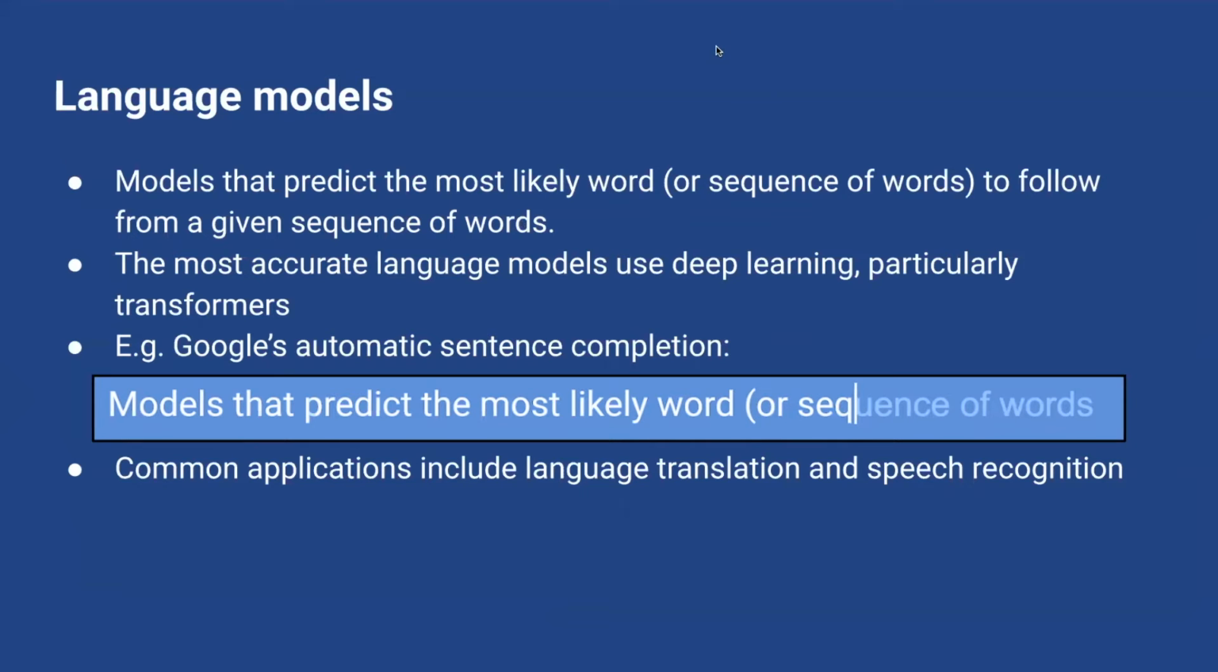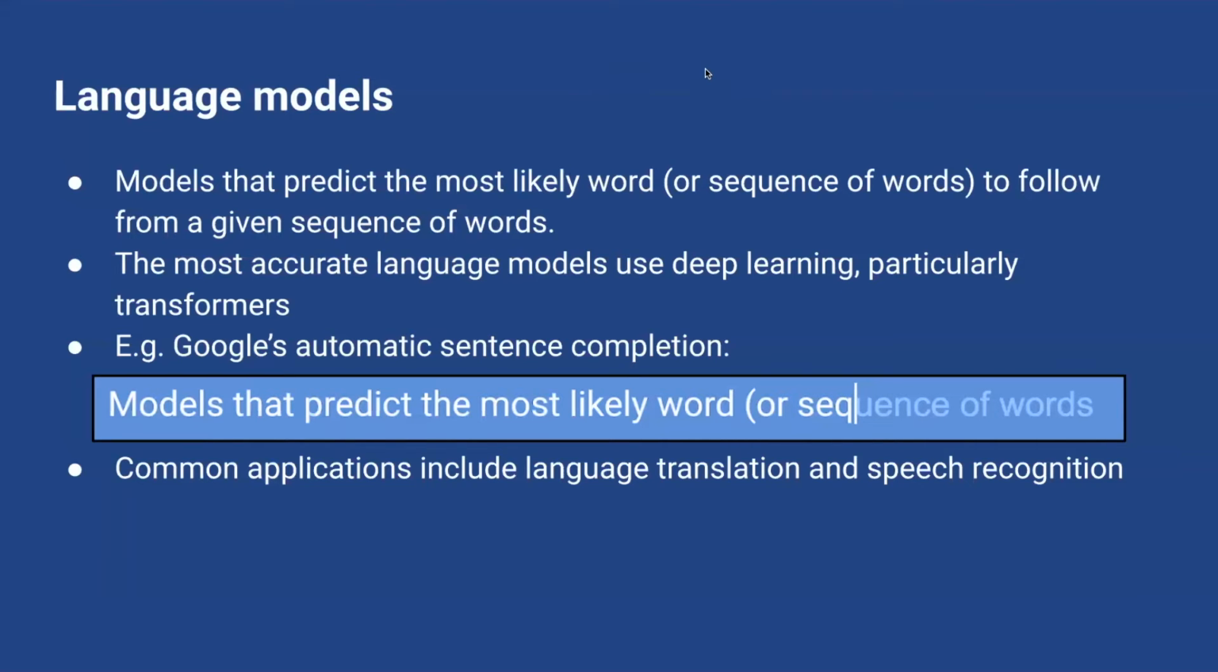And then common applications of these language models are things like language translation, speech recognition, and things we see in Google Slides. Gmail has the same functionality where it predicts what words you're going to type next, and you can just press the right key and it will automatically fill in all those words.